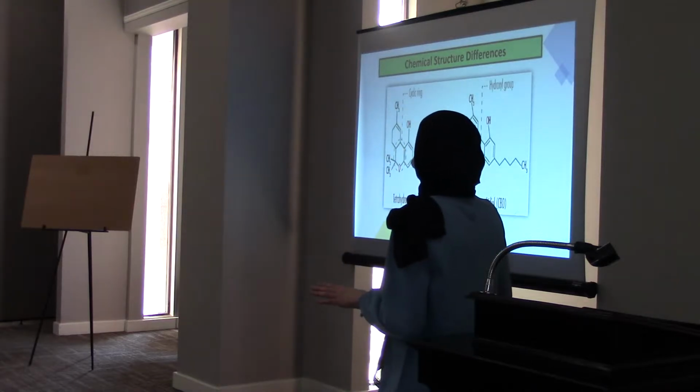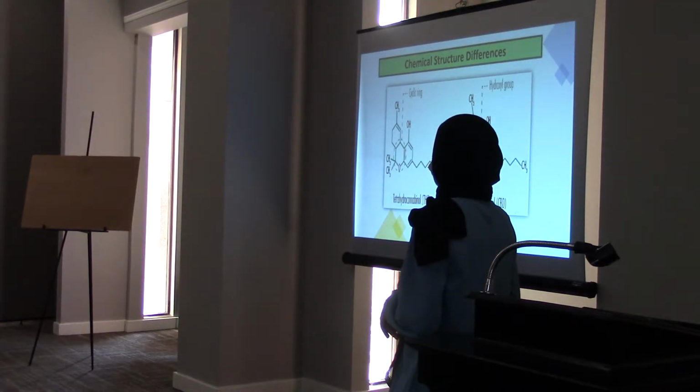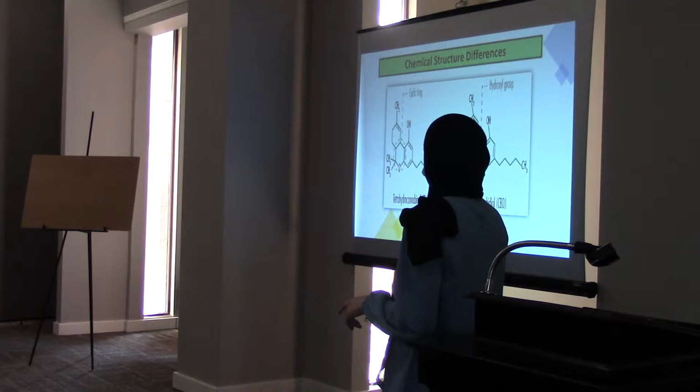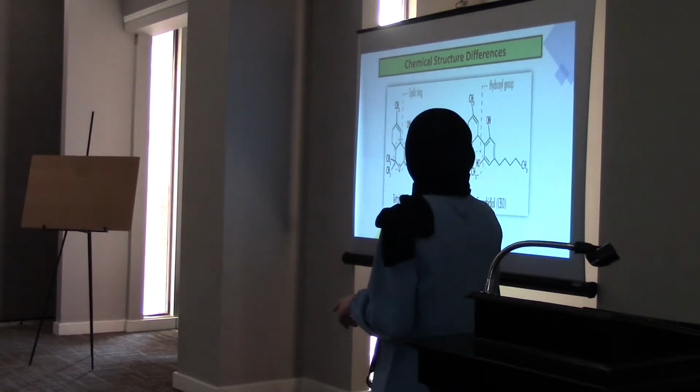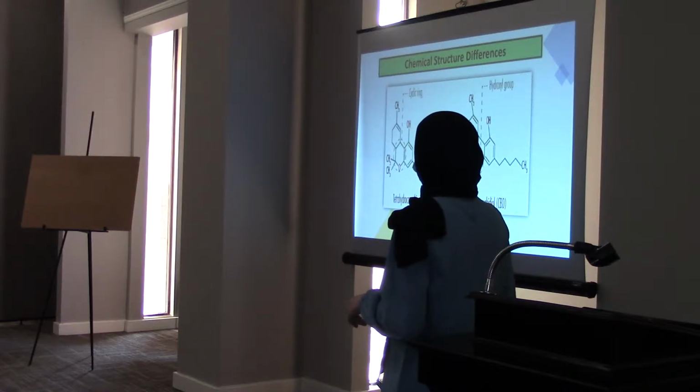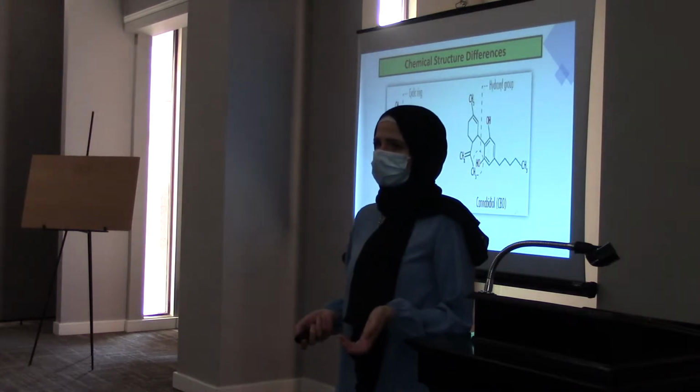As you can see, the chemical structures are very, very similar. THC has a closed cyclic ring, whereas CBD has an open cyclic ring with a hydroxyl group, otherwise known as an OH group.